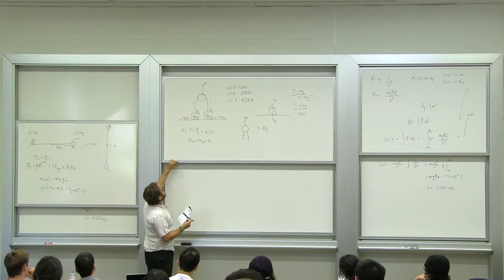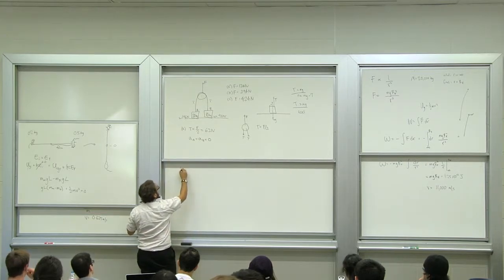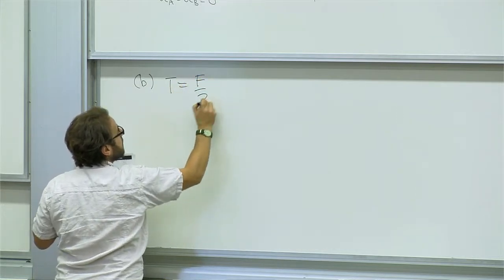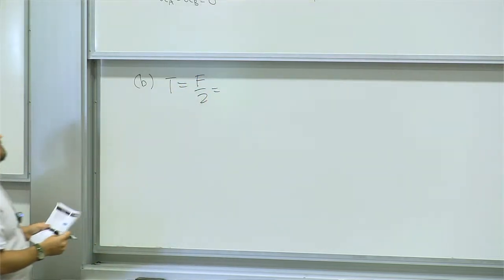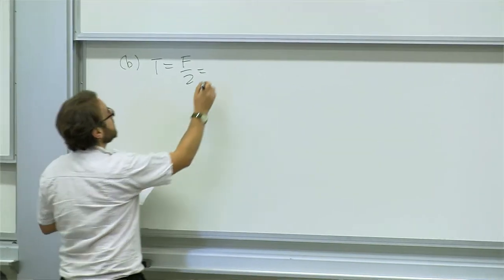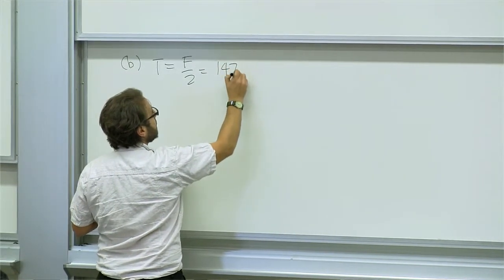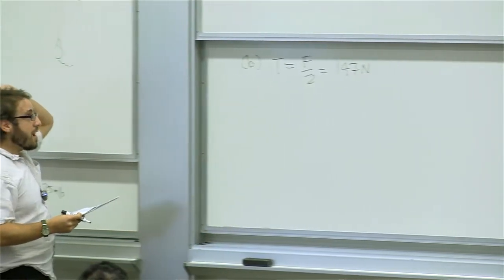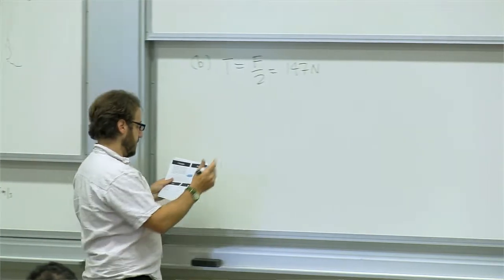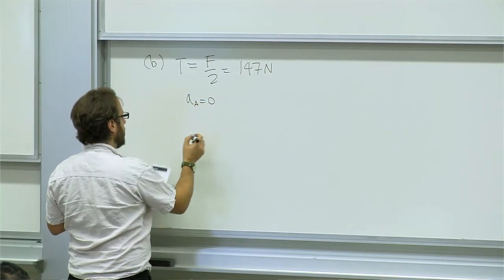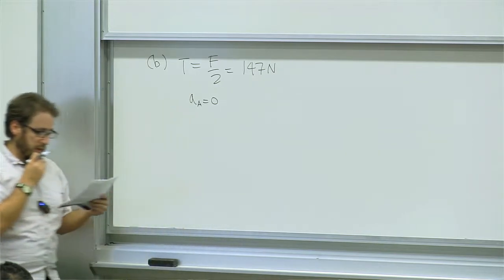Okay. Case B, the tension is still half the force, but in this case, it's 147 newtons, right? And that is enough to lift block B, but not enough to lift block A, right? So acceleration of A is equal to 0. How do we get the acceleration of B?